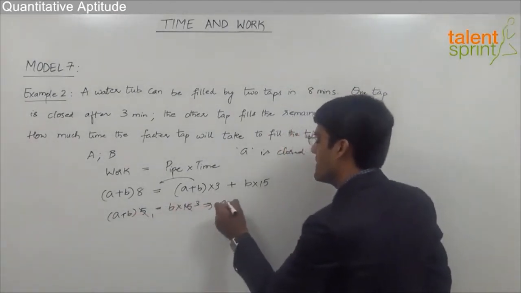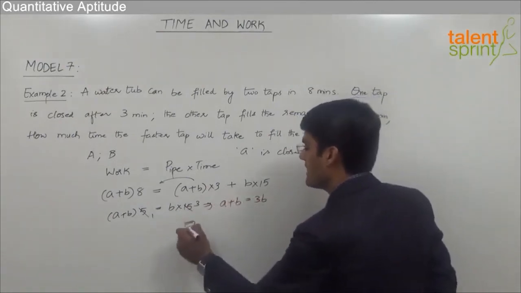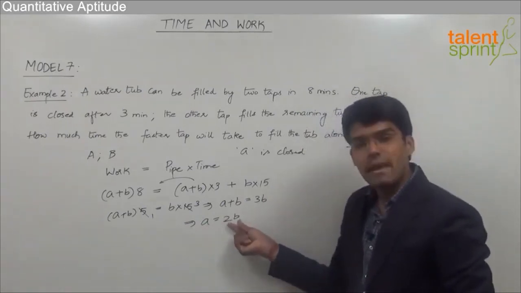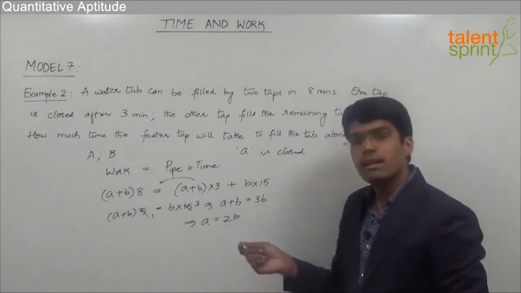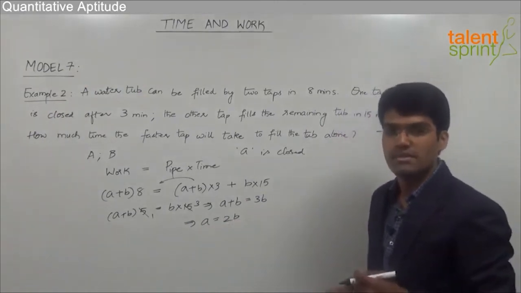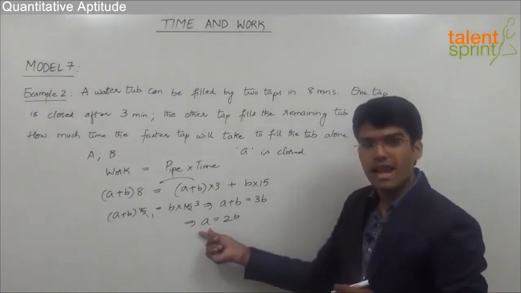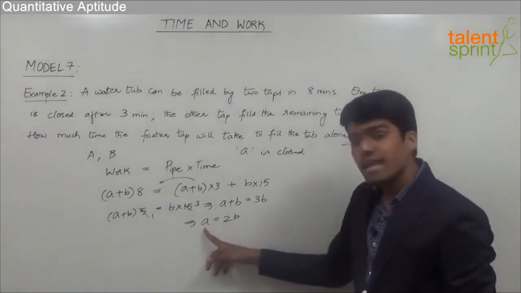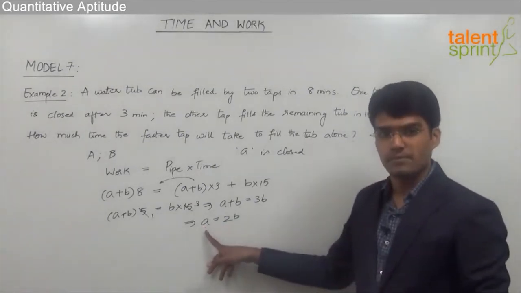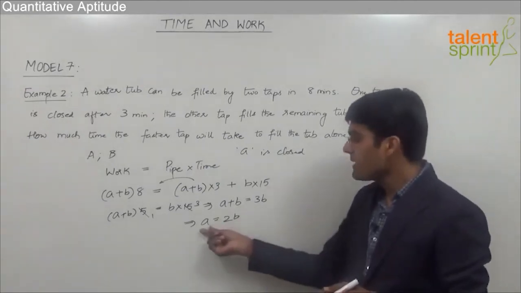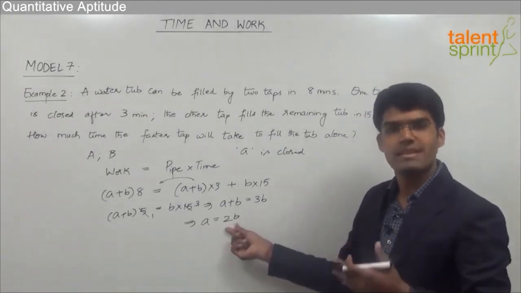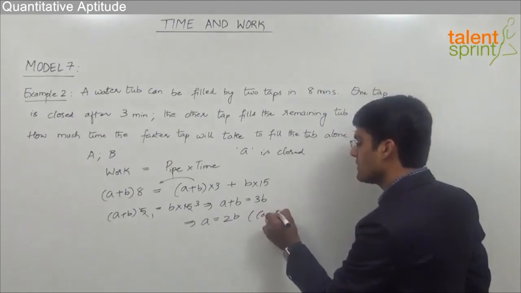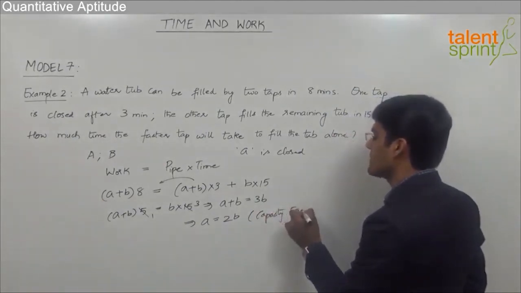So from this we can say that A + B = 3B, or we can say A = 2B. That means tap A's capacity is twice that of tap B. Now as already discussed, this is nothing but the relationship between the capacities of the two taps. That means the capacity or the efficiency of tap A is twice the efficiency of tap B. That means tap A is the faster tap here, which takes less time, and tap B is the slower tap. Because tap A can work twice as fast as tap B, it is obvious that it is the faster tap and it takes less time. So this is the capacity or efficiency equation of the two taps.